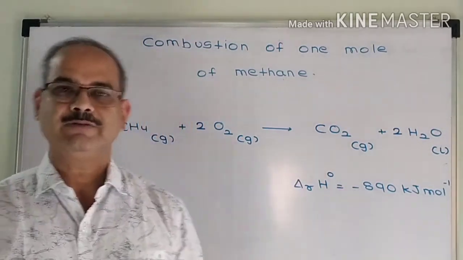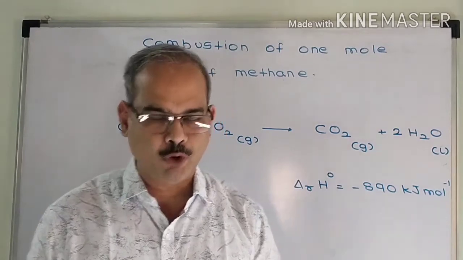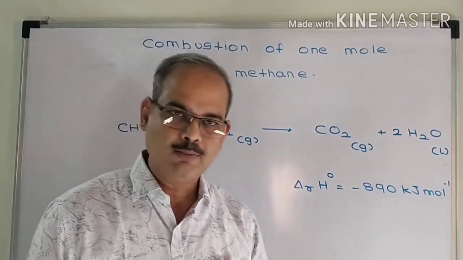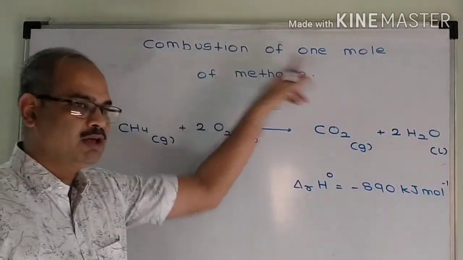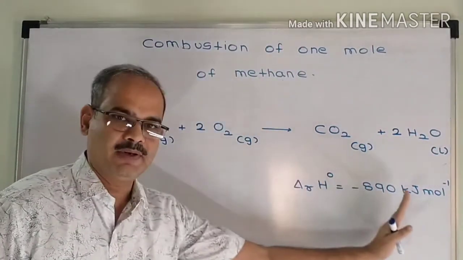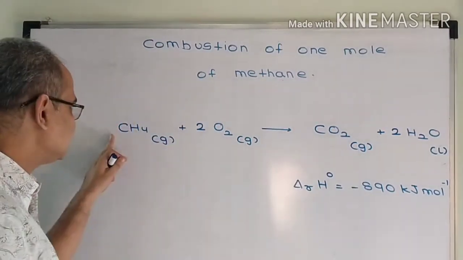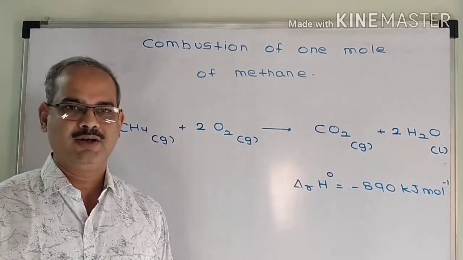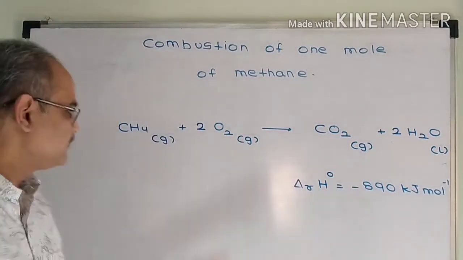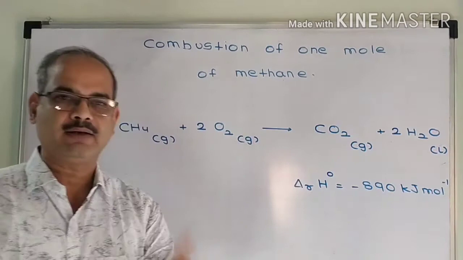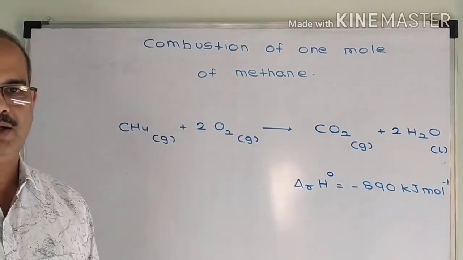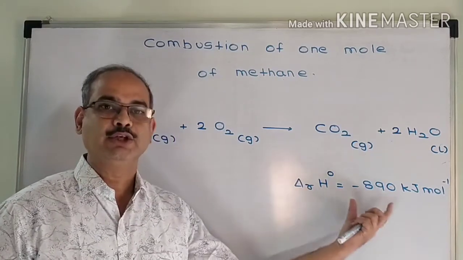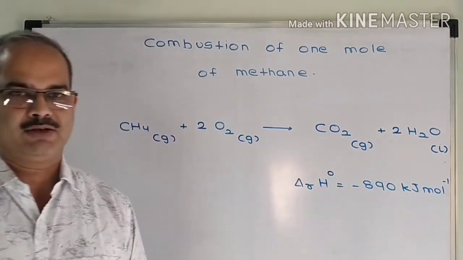So these are the 5 guidelines that you have to follow while writing a thermochemical equation. The thermochemical equation for combustion of 1 mole of methane will be represented in this way. It tells us the number of moles of every reactant and product involved in the reaction. It tells us the physical state of every reactant and product involved in the chemical reaction. And it tells us the enthalpy change taking place during the chemical reaction.